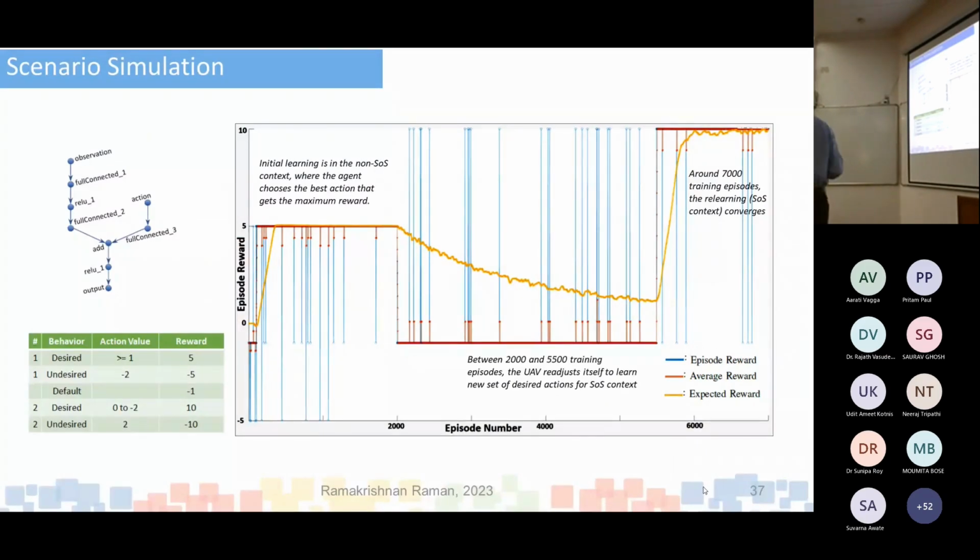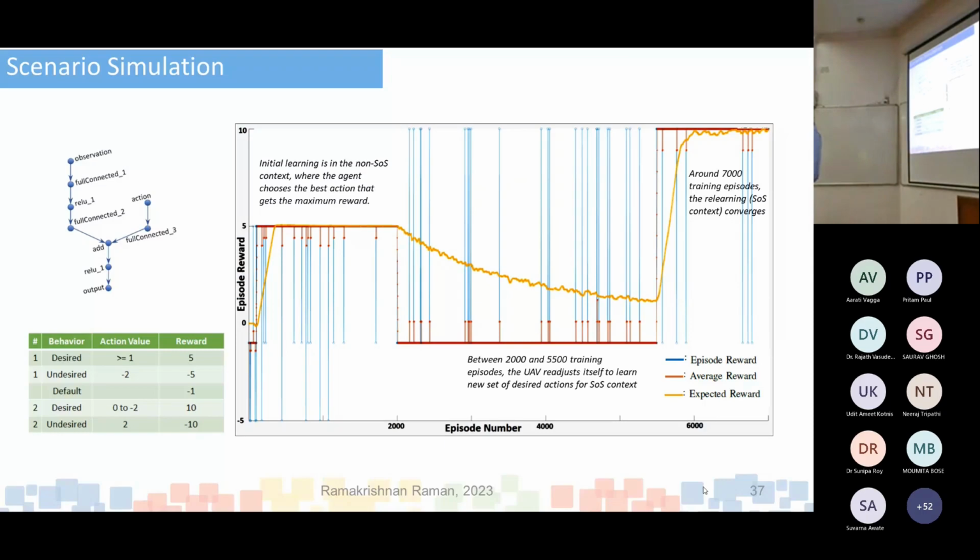Then you take that UAV and put it into a swarm. When you start putting it in a swarm, it now has to learn how to adjust its behavior to a swarm too, right? So you can see the dip here, where it is trying to adjust itself to a new set of desired actions. Initially it has learned the desirable actions as an individual. But now when it's put into a swarm, there is a learning period where it tries to learn the actions it has to readjust for operating together in a swarm.